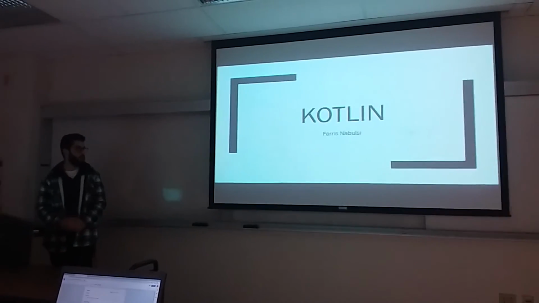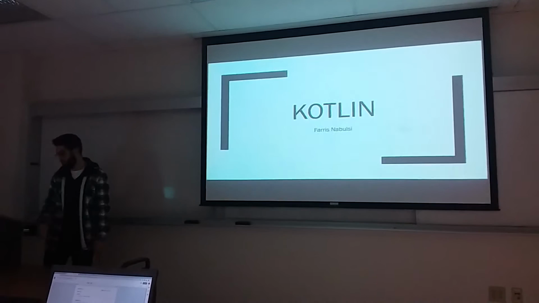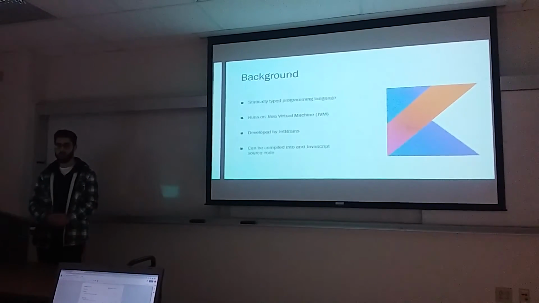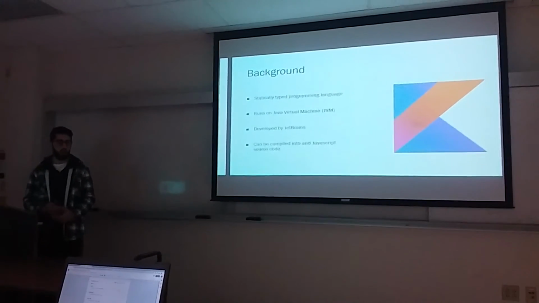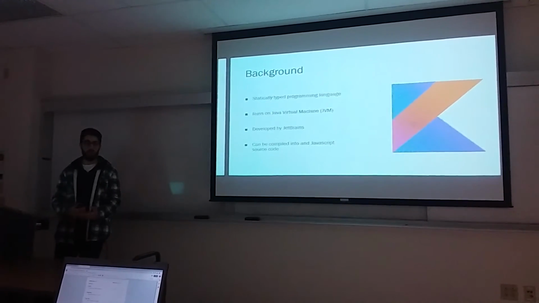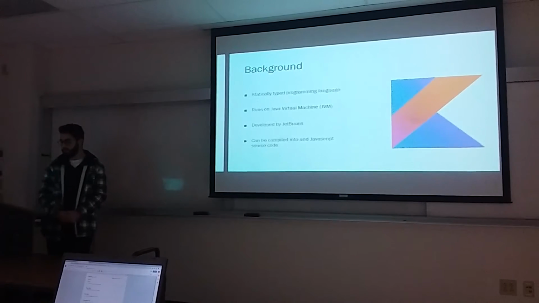I'm going to be talking about Kotlin, a relatively new programming language, and why you should all use it instead of Java. So just a little bit of background on Kotlin before we delve into some of the syntax and its features. Kotlin is a statically typed programming language, which basically means that all the types of variables are known at compile time. Kotlin runs on the Java virtual machine and coexists with Java seamlessly.